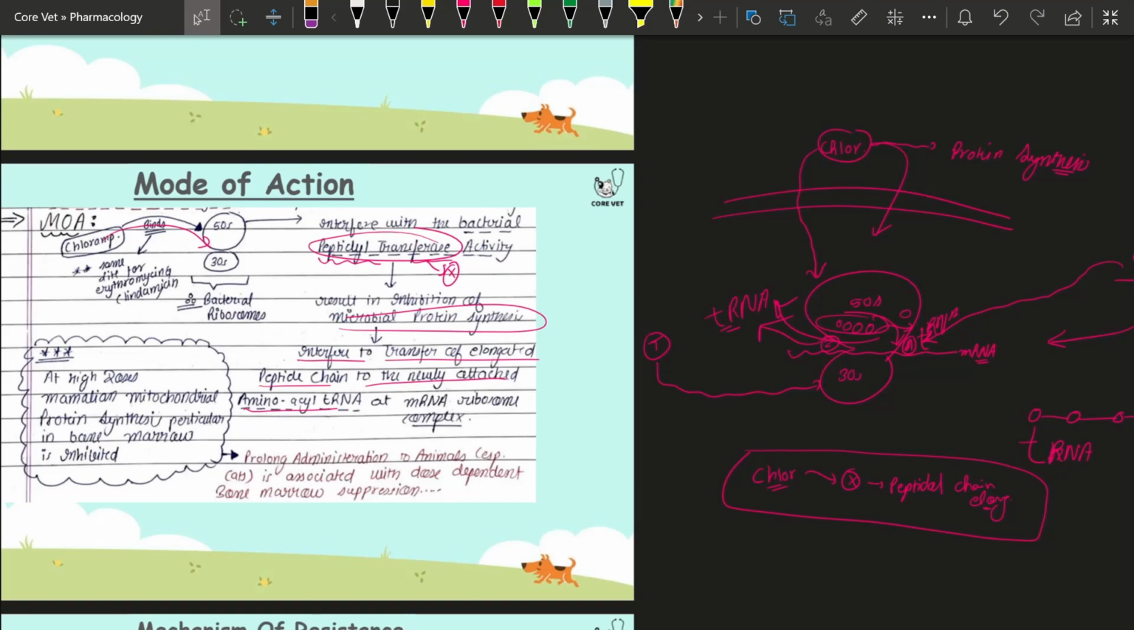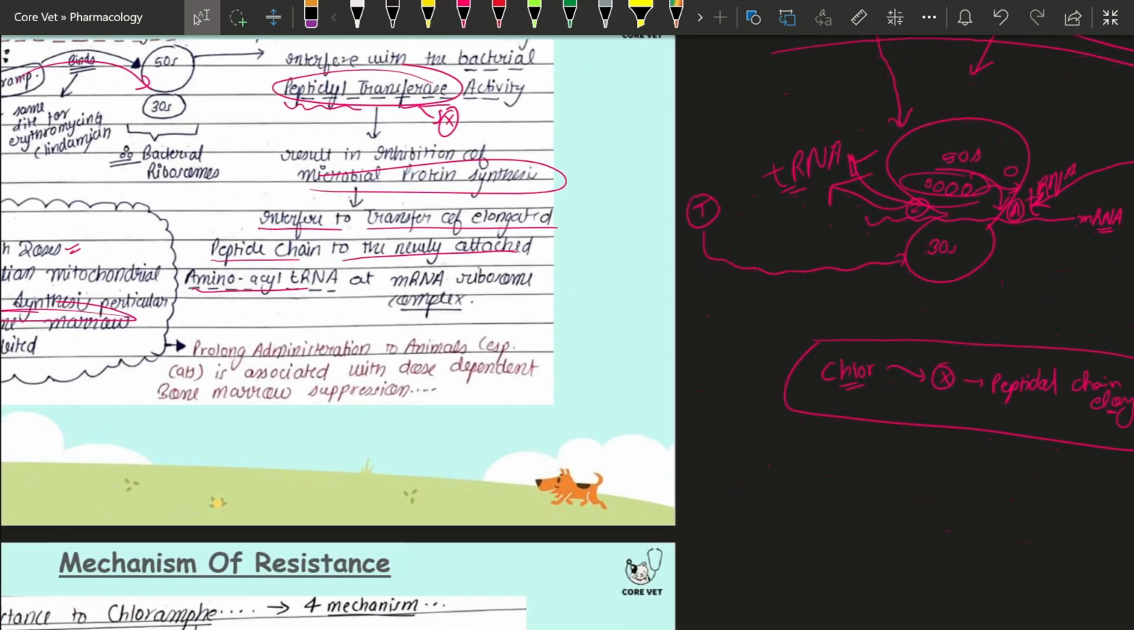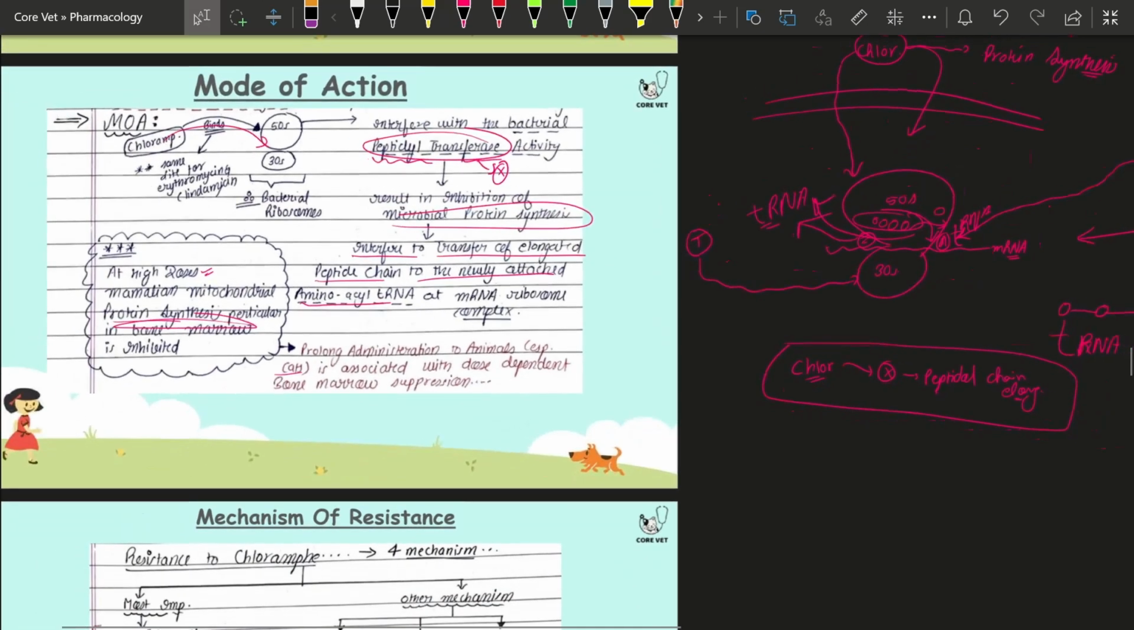But in the case where high doses of chloramphenicol are given, the mammalian mitochondrial protein synthesis could also be inhibited, which will lead to the bone marrow depression that we will discuss, right? This is due to the prolonged administration. Especially in cats, there is also bone marrow suppression due to the higher dosage. We will be discussing that in the adverse effects. I hope that particular thing is clear to you, right?